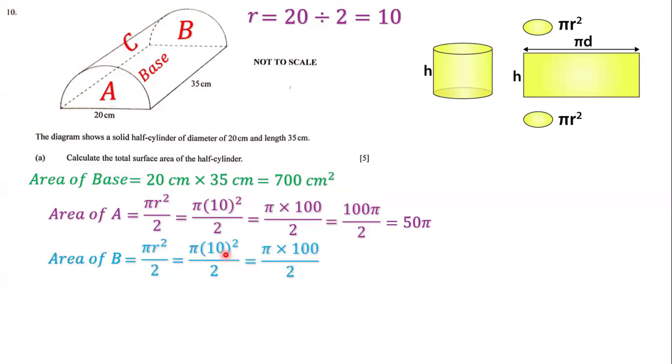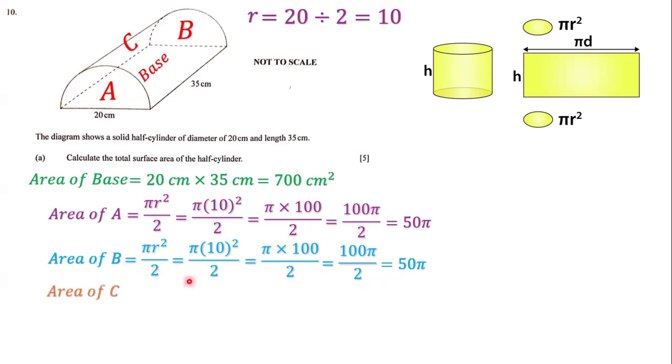So we have 10 squared, which is 100. So we have 100 times pi all over 2. And 100 times pi is 100 pi. So we have 100 pi all over 2. And 100 pi all over 2 is going to be 50 pi. Okay. And so the area of A is going to be 50 pi. The area of B is going to be 50 pi as well.